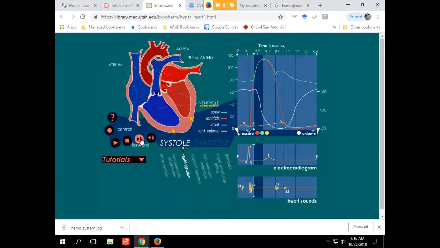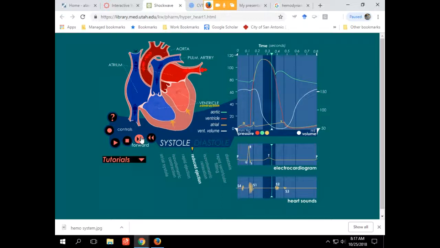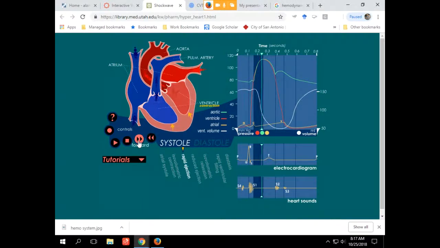Next up, we have our rapid ejection. Right? So the ventricles' pressure has exceeded the requirements to open up these valves. So the pressure is being exerted over here. The ventricles have overcome those pressures right there and emptied out. Emptying and emptying, emptying, emptying.